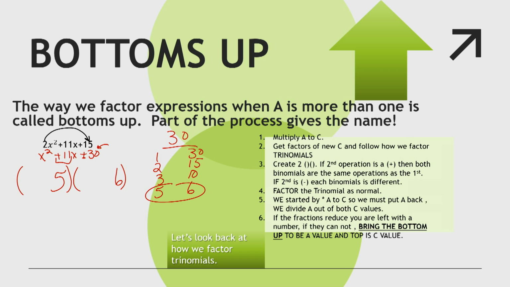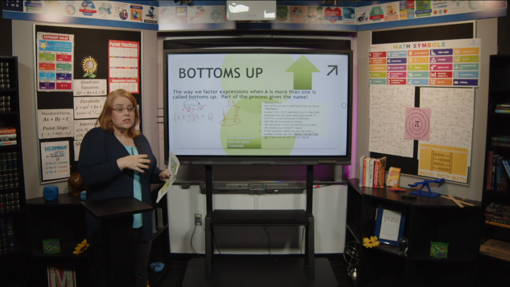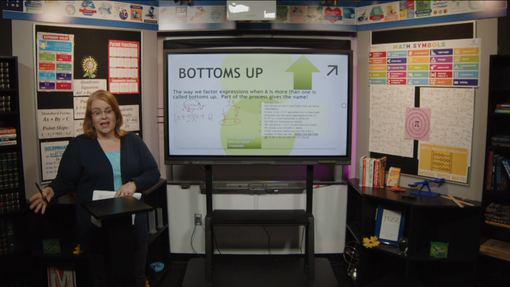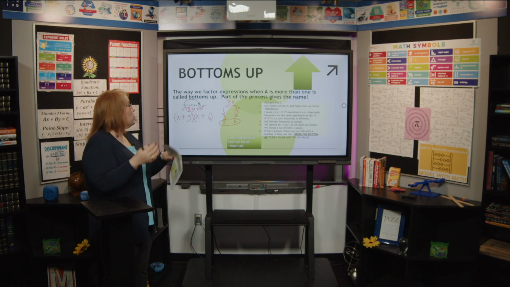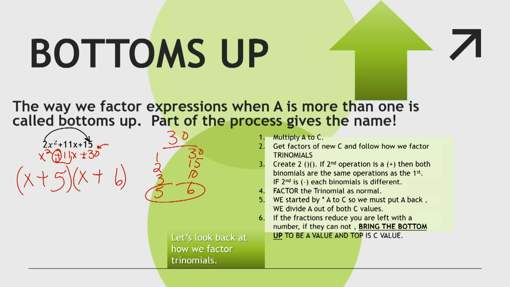Now, my second operation is an addition. So that means both of my binomials are going to have my first operation and then the factors of x squared. Now, normally we would be done, but we're not, because we started this problem off by multiplying that A into C. So now I have got to take that A out of my C by division. So I am going to divide it back out.